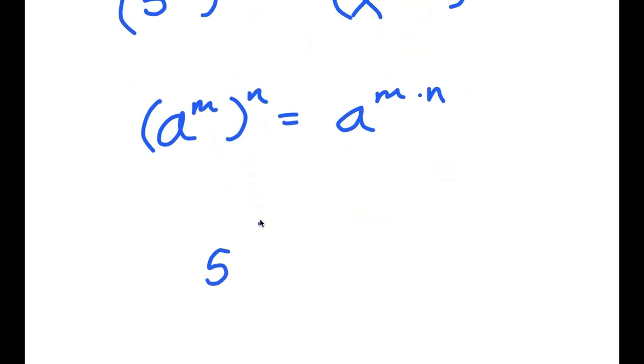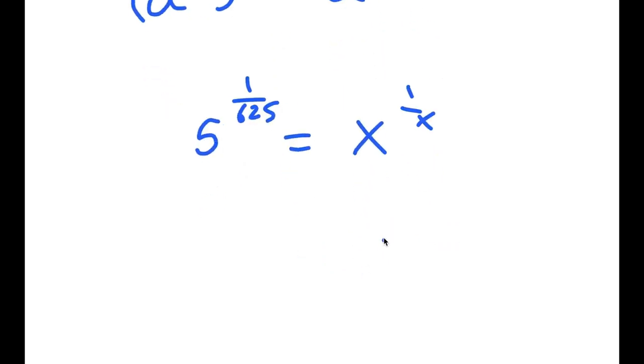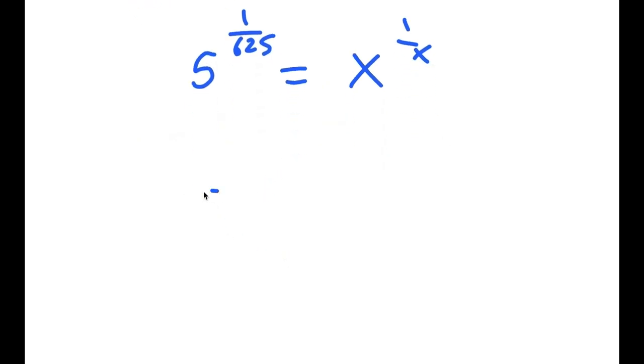So now I'm left with 5 to the power of 1 over 625 is equal to x to the power of 1 over x. Now from here, I want to change my left-hand side so that it's in the form a number to the power of 1 over that same number. So basically, I want these two numbers to be the same, so they align with x to the power of 1 over x. Right now, they're different. So what I'm going to do is rewrite this as 5 to the power of 5 over 5 times 1 over 625.